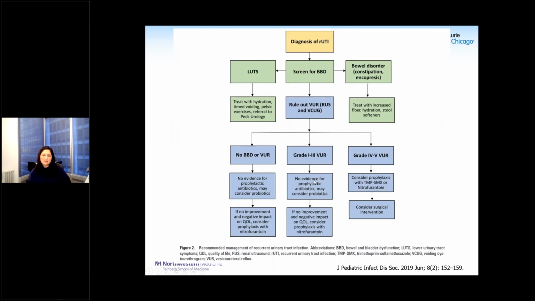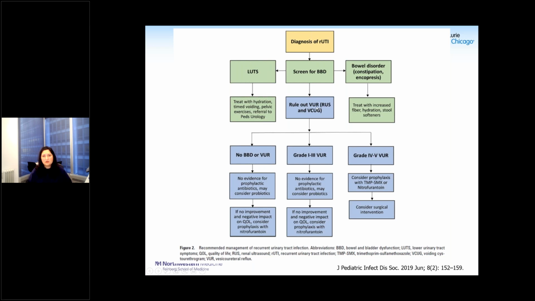The last slide I wanted to go over is what you would do if you have a diagnosis of recurrent UTI. I think you want to screen for lower urinary tract symptoms, such as burning on peeing and going to the bathroom frequently. Some of that has to do with hydration, timed voiding, pelvic exercises, and things like that. We do recommend referral to pediatric urology at that point.